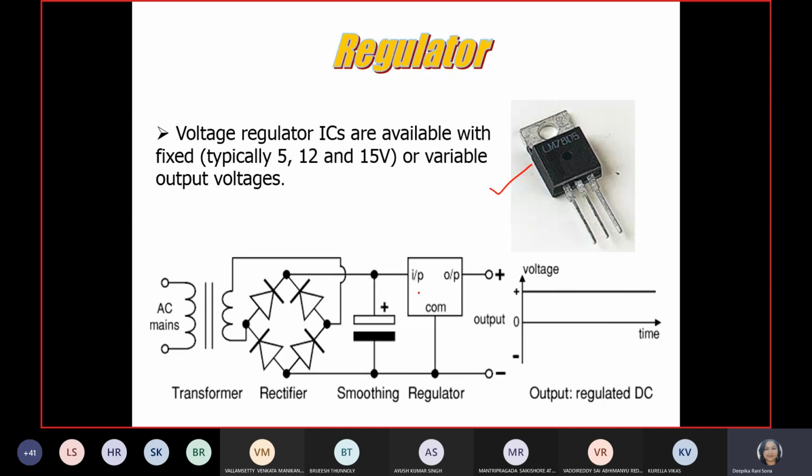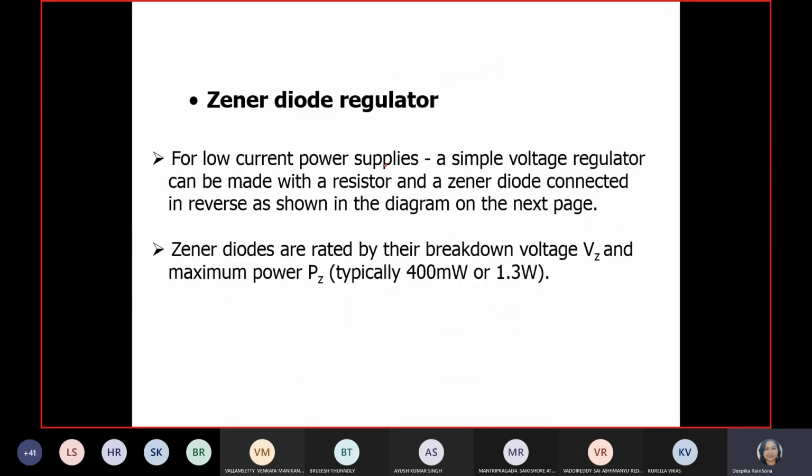After the filter circuit, to get a constant or regulated DC output, we have to use this regulator, right? There are 3 ports: input, output and common port. Now we have to focus on this part, because this part is very important to generate a regulated output. Voltage regulator ICs are available with fixed values of 5, 12 and 15 volts, or variable output voltages, up to 30 volts also.